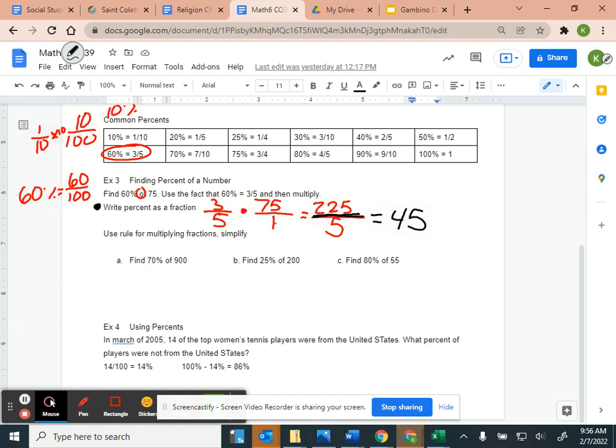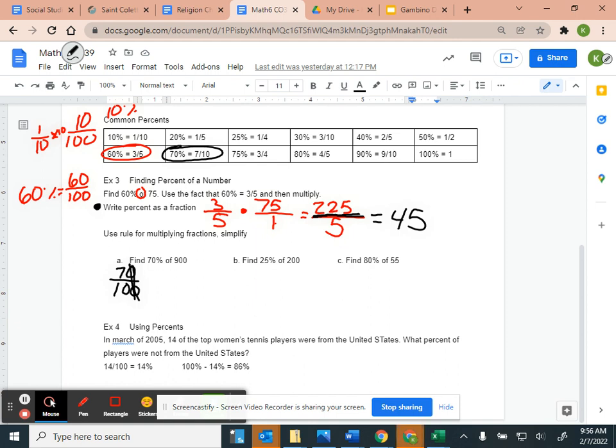Step 1, write the percent as a fraction. What is the fraction for 70%? Nolan? 70/100. You could do 70 over 100, or 7/10, or you can do 7 over 10 so you have smaller numbers to work with. You can simplify that fraction right away. We look at our chart, 70% is 7/10.